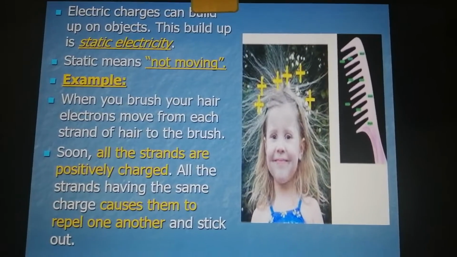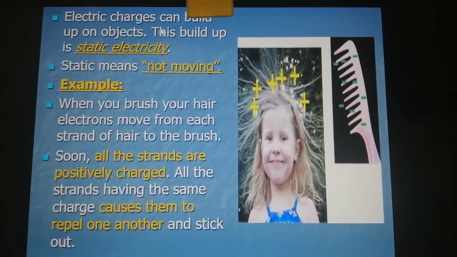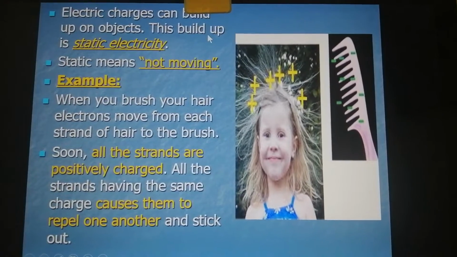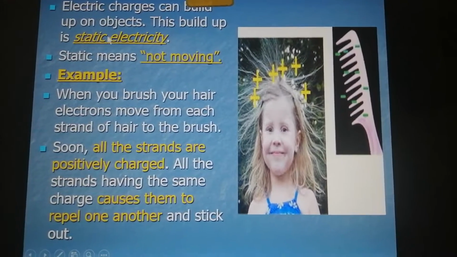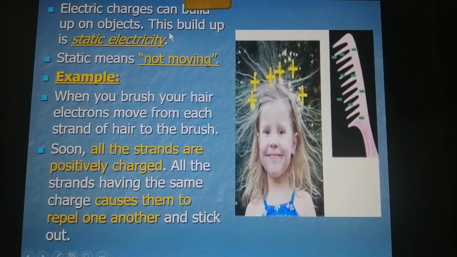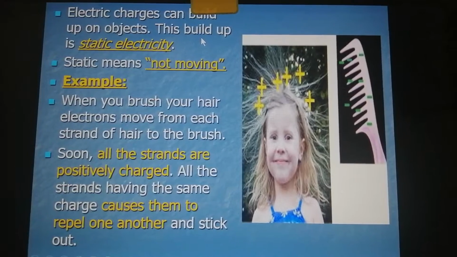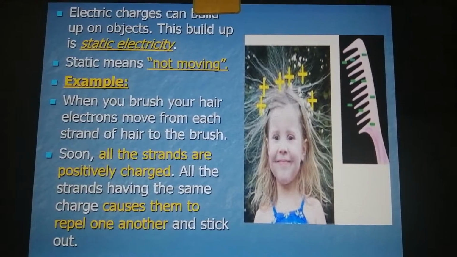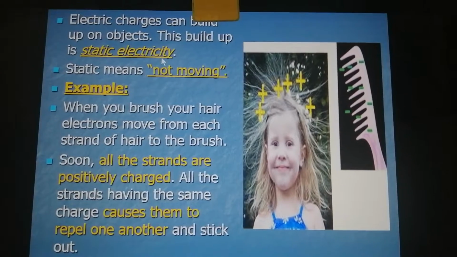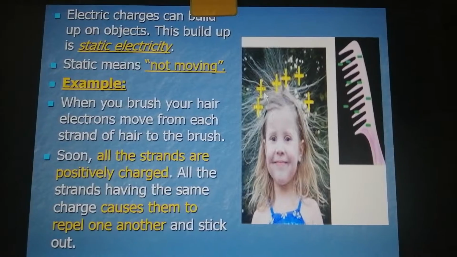This is called static electricity. Electric charges can build up on an object. This building up of electric charges is called static electricity. So when I say to you building up of electric charges, what is it called? It is called static electricity. It means it's not moving. They do not move. They build up.